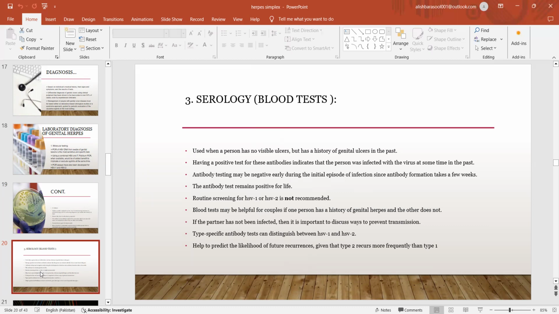Blood tests may be helpful for couples if one person has a history of genital herpes and the other does not. If the partner has not been infected, then it is important to discuss ways to prevent transmission. Specific antibody tests can distinguish between herpes simplex virus 1 and 2, and help to predict the likelihood of future recurrences, given that type 2 recurs more frequently than type 1.